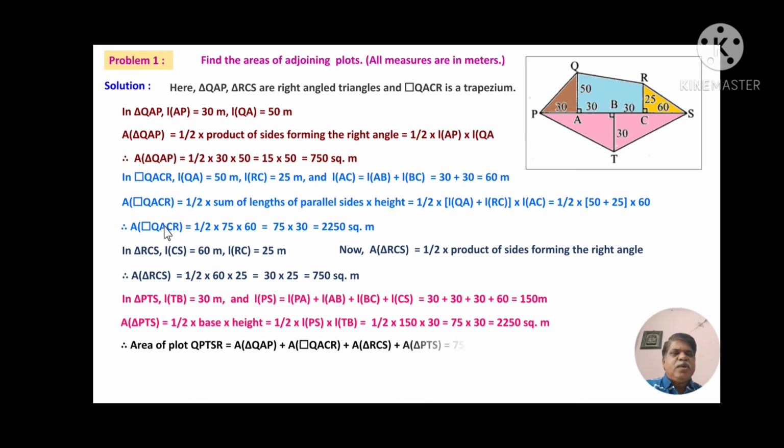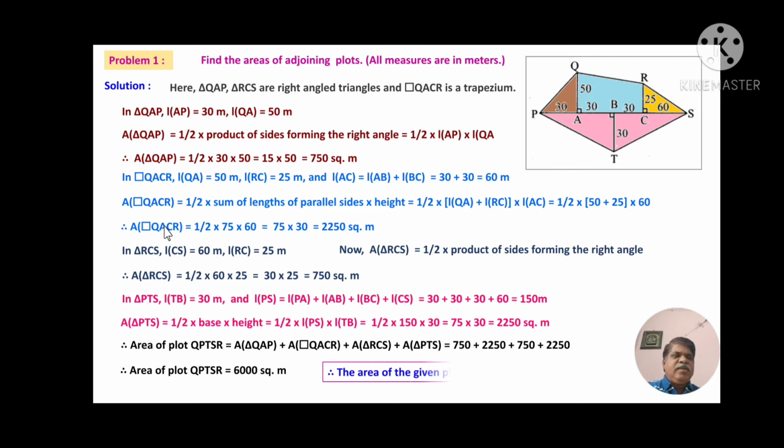Therefore, friends, area of this plot QPTSR is equal to area of triangle QAP plus area of quadrilateral QACR plus area of triangle RCS plus area of triangle PTS, which will be 750 plus 2250 plus 750 plus 2250. So addition of all these gives you the area of the plot. Therefore, area of this plot QPTSR is equal to 6000 square meter. So friends, the area of the given plot will be 6000 square meter.